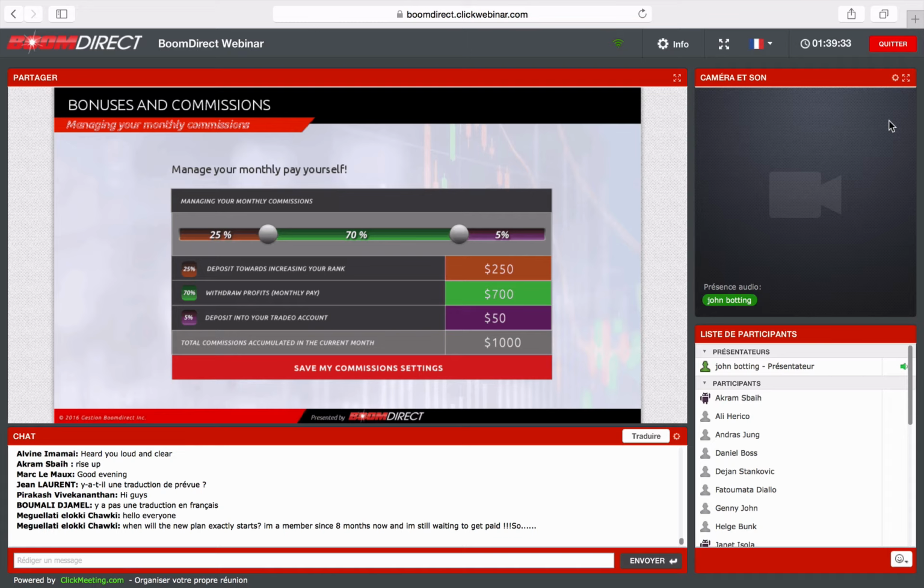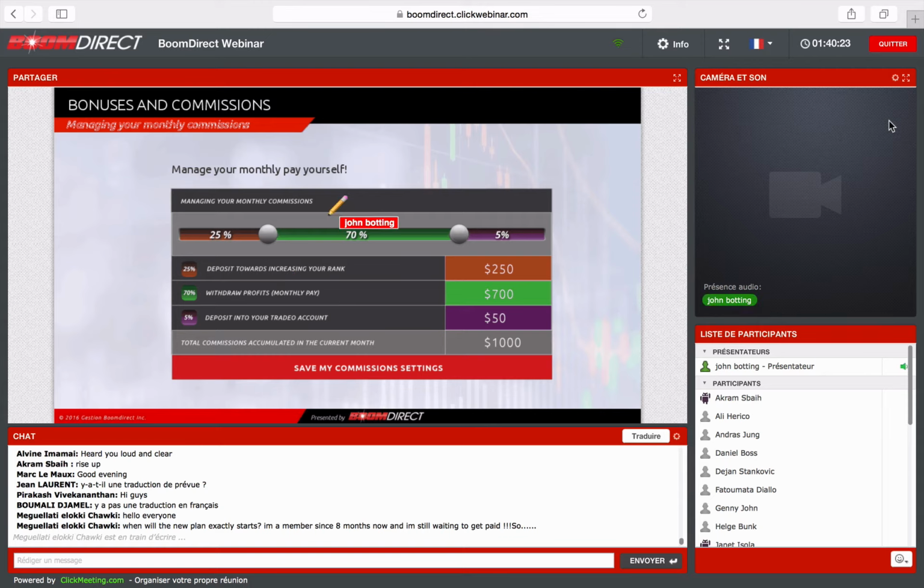Now, you are able to manage your pay and how much you get paid out in a percentage. So you must redistribute your commissions in three areas. First area. Now, I explained to you before that you can invest back into Boom Direct to increase your rank. Okay, so that is this area here. So deposit towards increasing your rank. The maximum you can do is 25% of your income and go back straight away back into your Boom Direct e-wallet, and that will then work towards increasing your rank within Boom Direct.